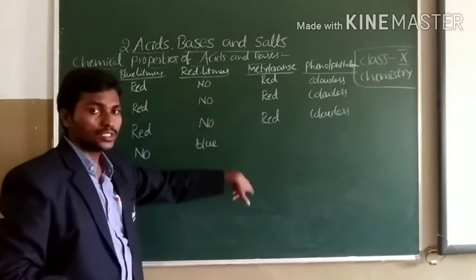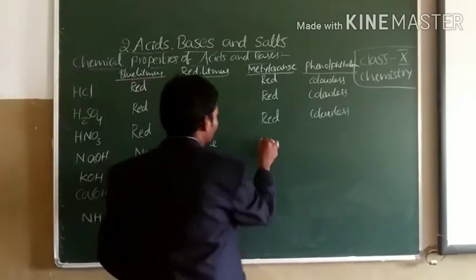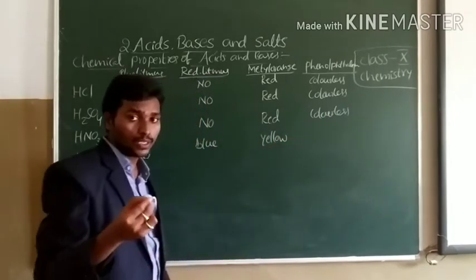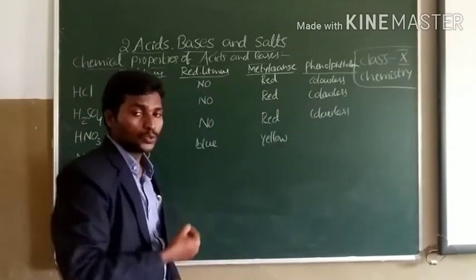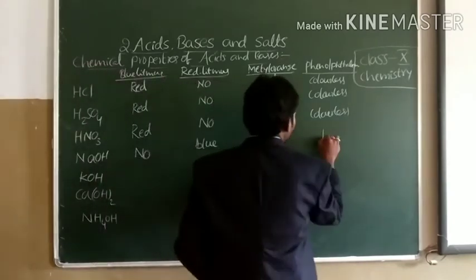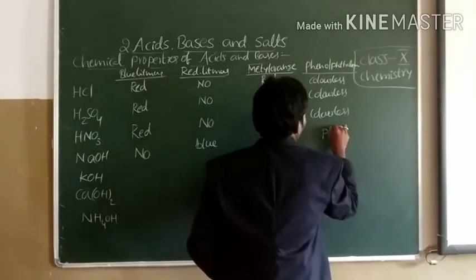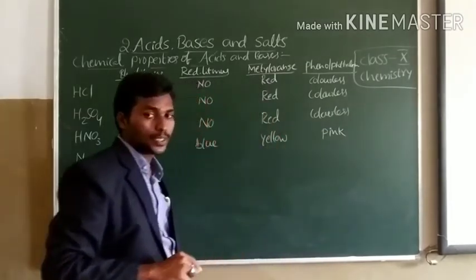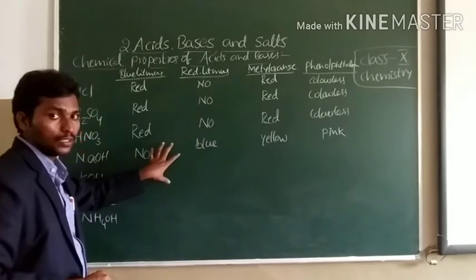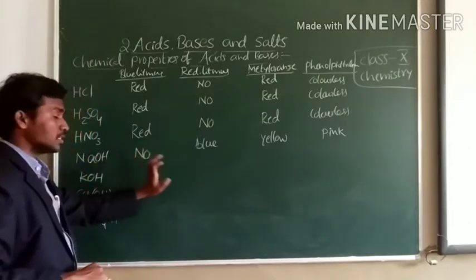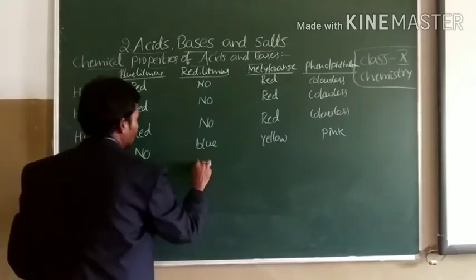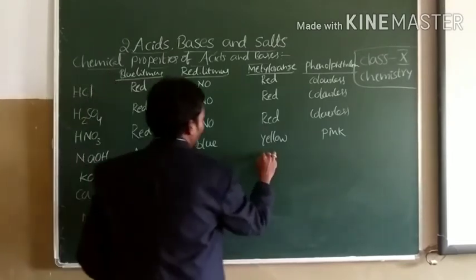In a basic solution, methyl orange turns yellow. So when you add a few drops of methyl orange indicator to sodium hydroxide solution, it turns yellow. Phenolphthalein turns pink, because in a basic medium phenolphthalein shows pink color. So these observations show that sodium hydroxide has basic nature. Potassium hydroxide is also the same because it is a base. So the observation is the same.